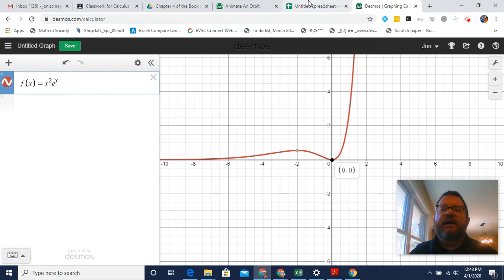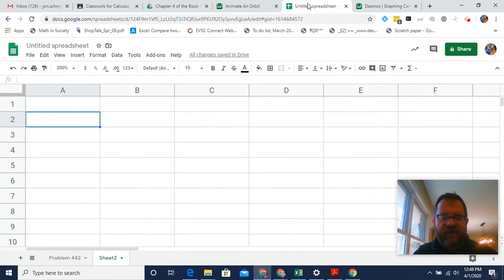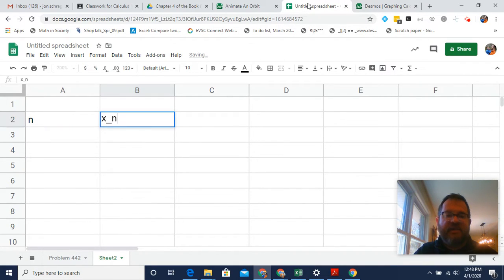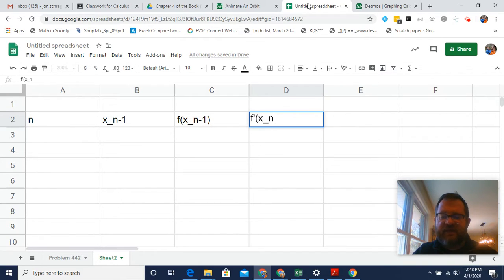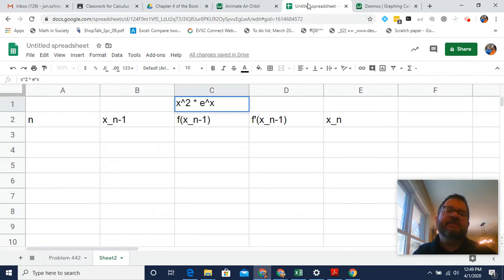All right, so on our spreadsheet, we're going to need a column for n, x sub n minus 1, f of x sub n minus 1, f prime of x sub n minus 1, and x sub n, just like we've had before. Our original function over here, just to keep it straight, is x squared times e to the x. We're going to need the derivative of that. All right, so let's see here. It's a product rule. So it's going to be 2x times e to the x plus x squared times e to the x.